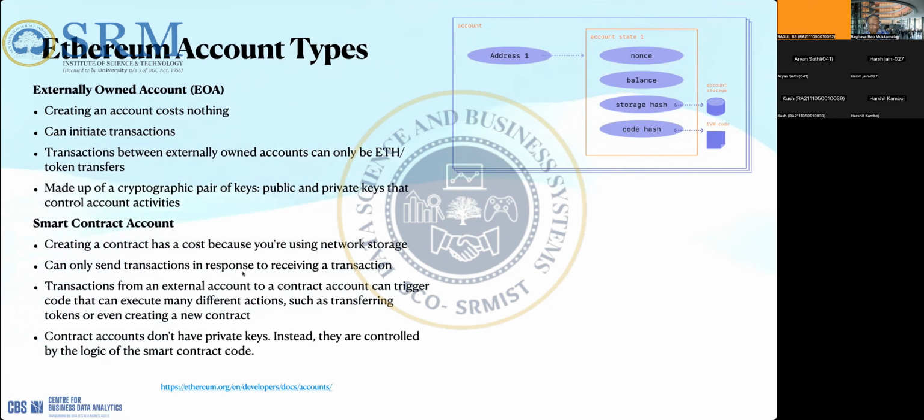Contracts can only send transactions in response to receiving a transaction. So this is an important issue. Remember, we have two types of accounts. The owned accounts can create transactions at any point of time. These are like a normal bank account, right? If you have money in the bank account, you can withdraw at any point of time. No issues, right? You can use online banking, or you can go to the bank, or go to an ATM machine or something like that. You have the right to withdraw money from your account. So the externally owned accounts are also like that.